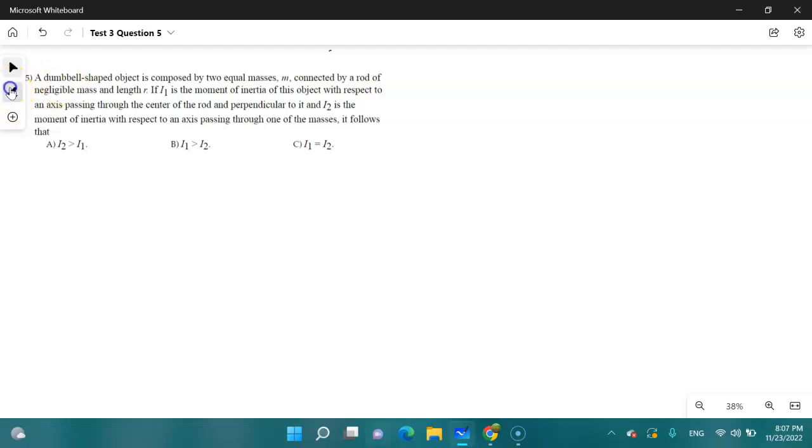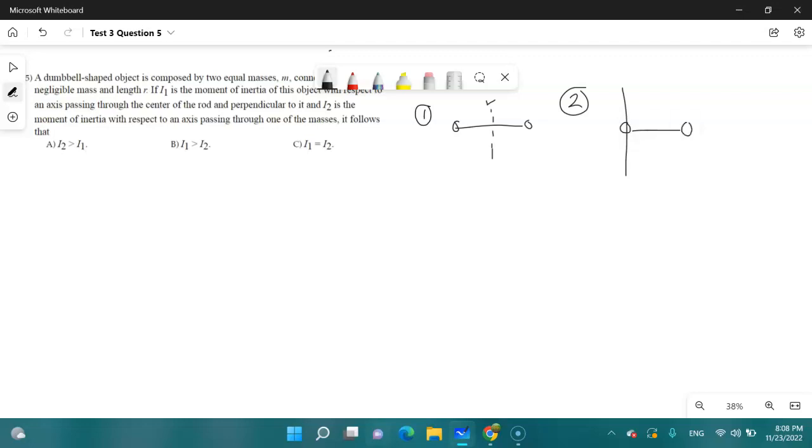So the first thing we can do in this problem is draw it out to get a better understanding of the two situations. So for I1, the shapes are like this, and they're of equal mass, and the radius is passing through the middle. And then for I2, it's perpendicular, and there's a rod passing through one of the masses. And the radius is still here, but now there's a perpendicular rod in the middle. So this is I2, and this is I1.